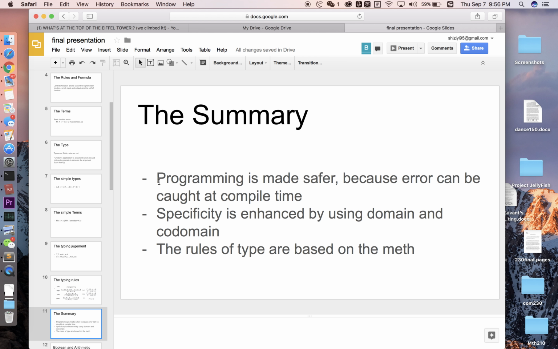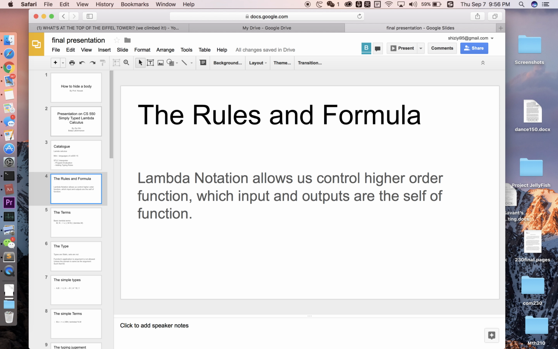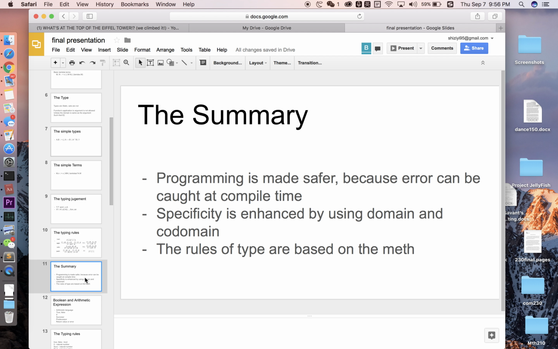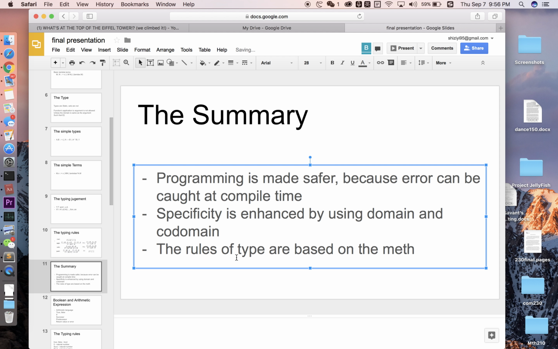The summary: programs are made safer because errors can be caught at compile time. This refers back to the slide, this one, the rules of the formula. Then the second summary: specificity is enhanced by using the domain and the codomain, because the type system allows domain and codomain to be specified. Therefore, we can specify. And the rules of types are based on math. I'm sorry.